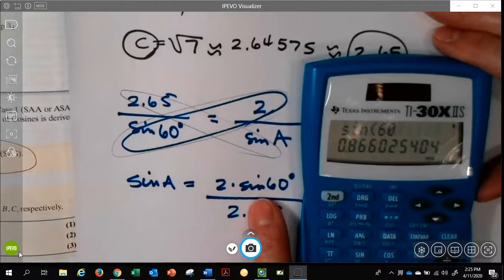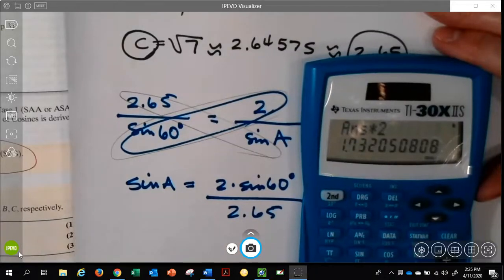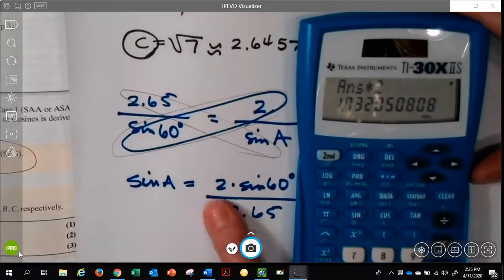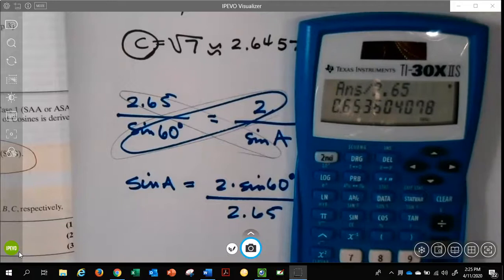Again, I like to start right here. Times my 2, and I hit equals. Again, just trying to be smarter than the calculator. I'm going to go ahead and divide by my 2.65. And again, that's a number I created. It's a rounded number. All sorts of issues could go wrong here.